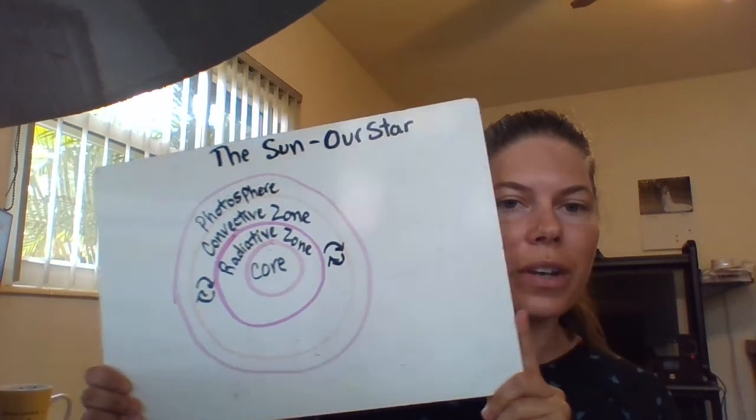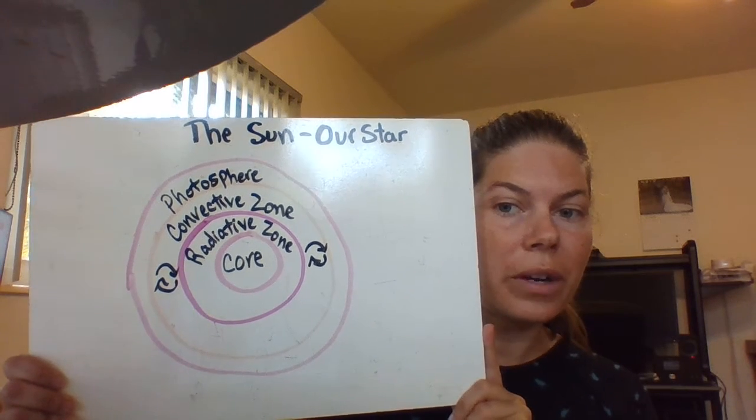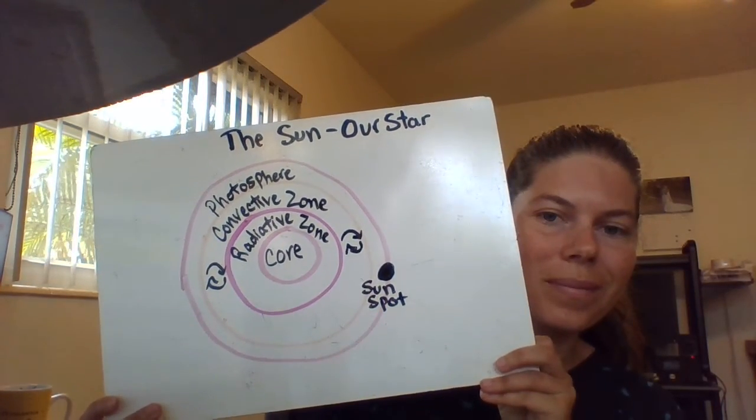So we're going to draw another little circle. And we have the photosphere, or the surface of the sun. And the photosphere is where you're going to find things like sunspots. Sunspots are dark patches on the surface of the sun. So I'm going to draw a little sunspot here, and I'm going to label it sunspot. And you can find those all over the sun.